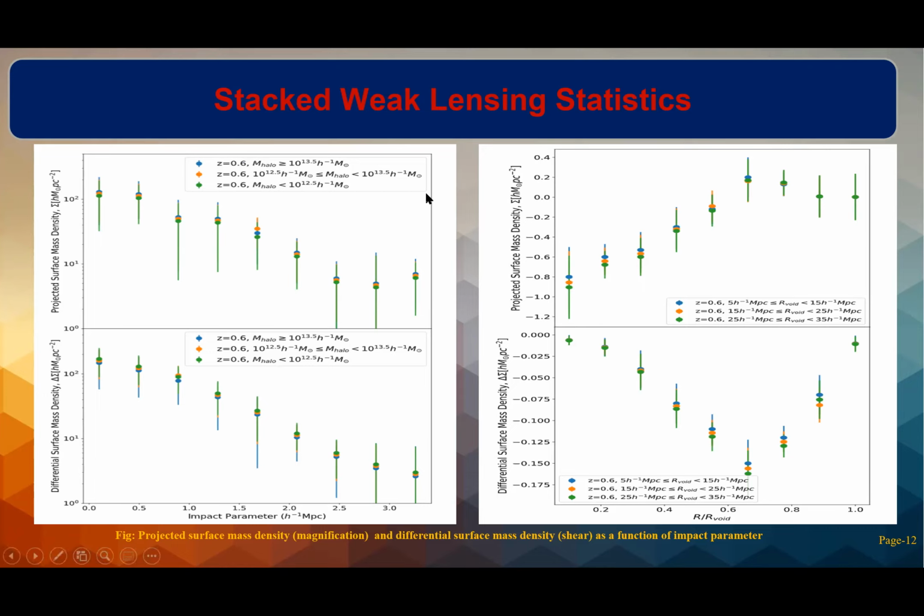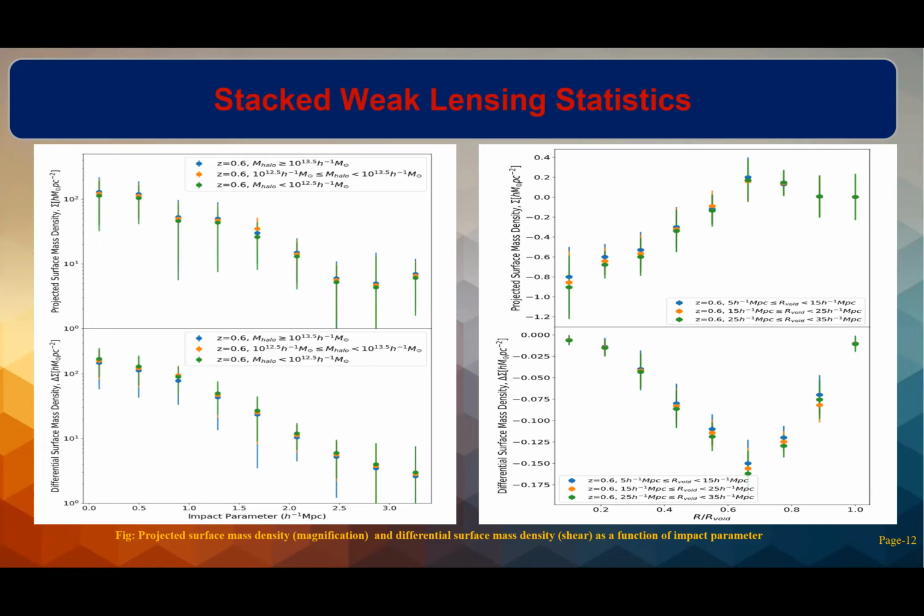So in this figure, the top left figure shows the projected surface mass density, which is proportional to the magnification as a function of impact parameter, and the differential surface mass density, which is proportional to the shear as a function of impact parameter at redshift z equals to 0.6.